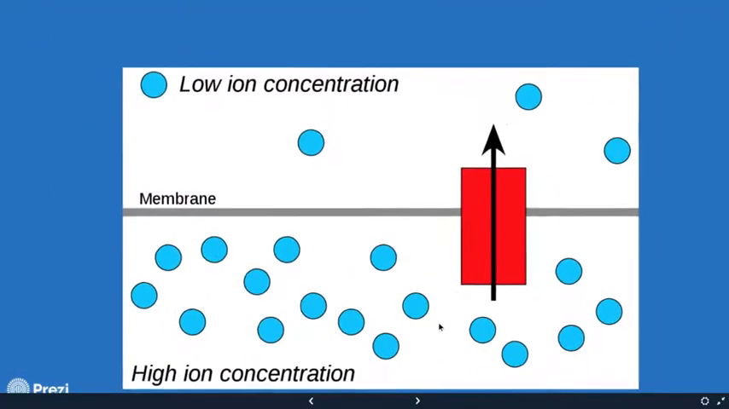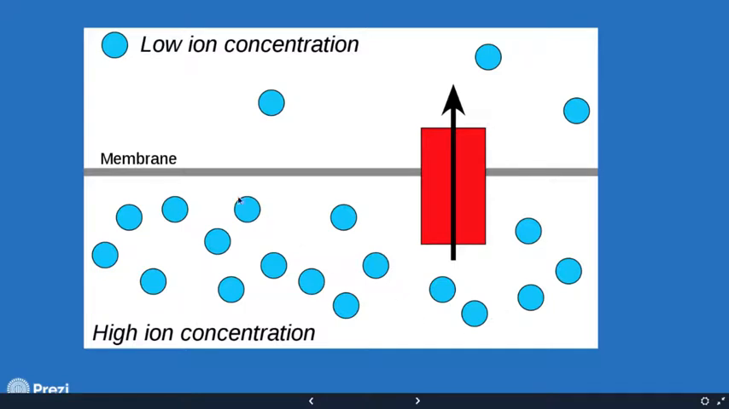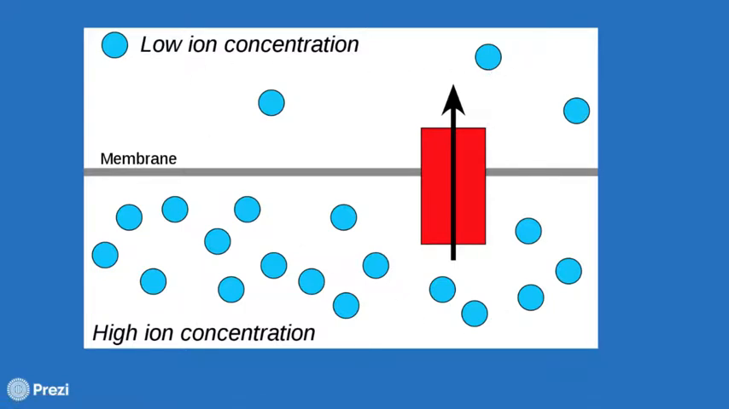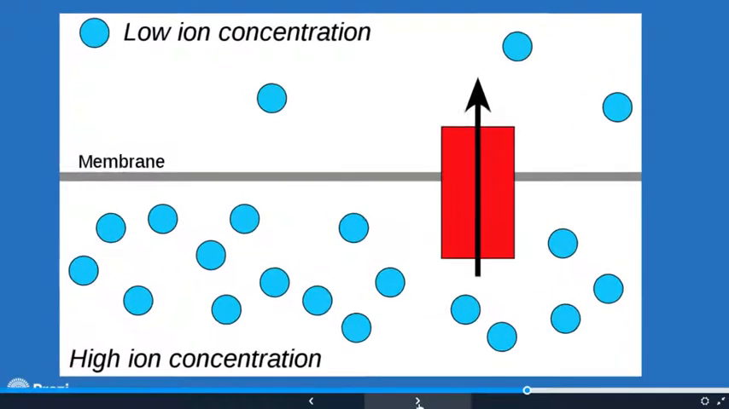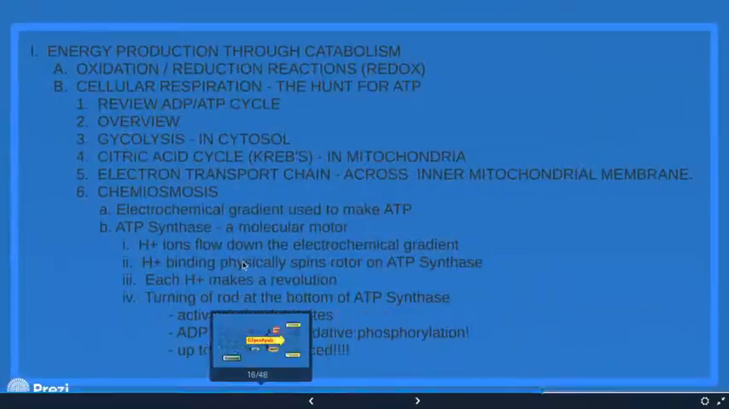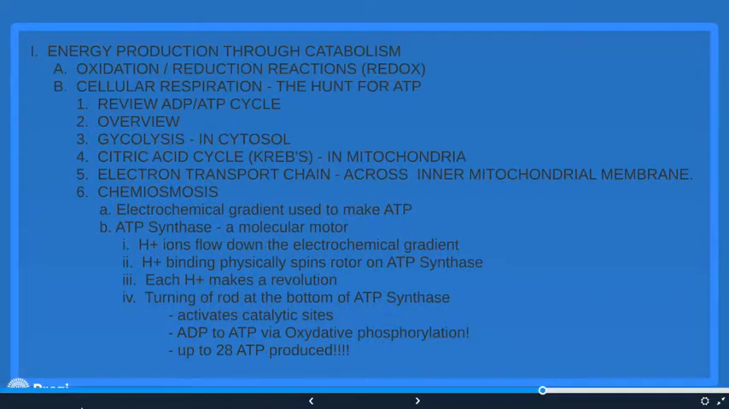So where we have high ion concentration versus low ion concentration, it's just simple diffusion. That high ion concentration has to flow. And it has to flow, in this particular case, through one embedded enzyme. That enzyme is referred to as ATP synthase. ATP synthase is a tiny little molecular motor. It's truly a physical movement process that causes these things to happen.